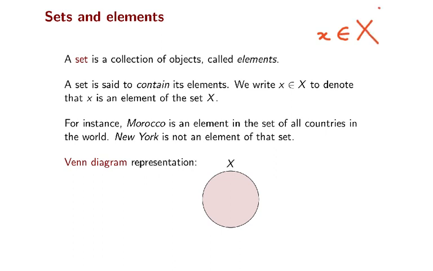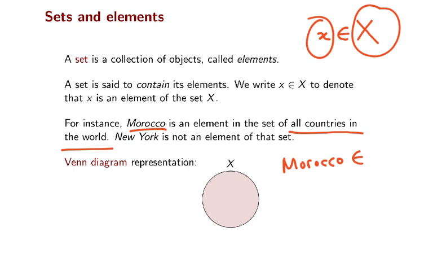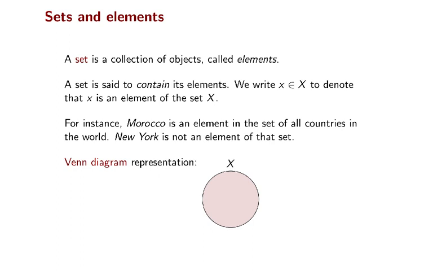So, for instance, if the set X is the set of all the countries in the world, and the element x is the country Morocco, we can say Morocco belongs to the set of all the countries in the world. New York does not belong to the set of the countries. And we are going to use the Venn diagram representation of a set that is simple, an oval or a circle with the name of the set.